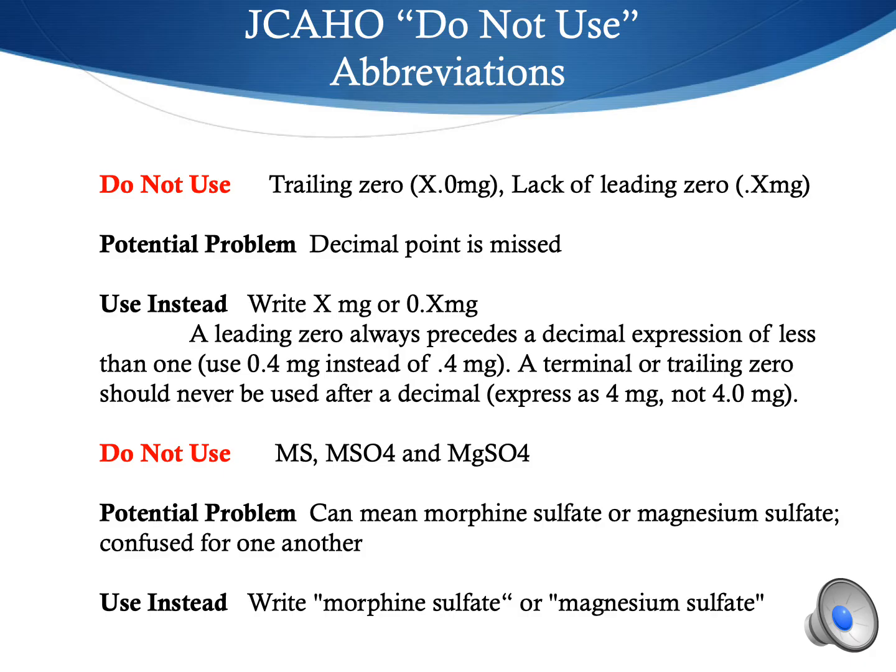Also, for morphine and magnesium, it could mean either one if you just write MSO4 or MgSO4. Write out morphine sulfate or magnesium sulfate.